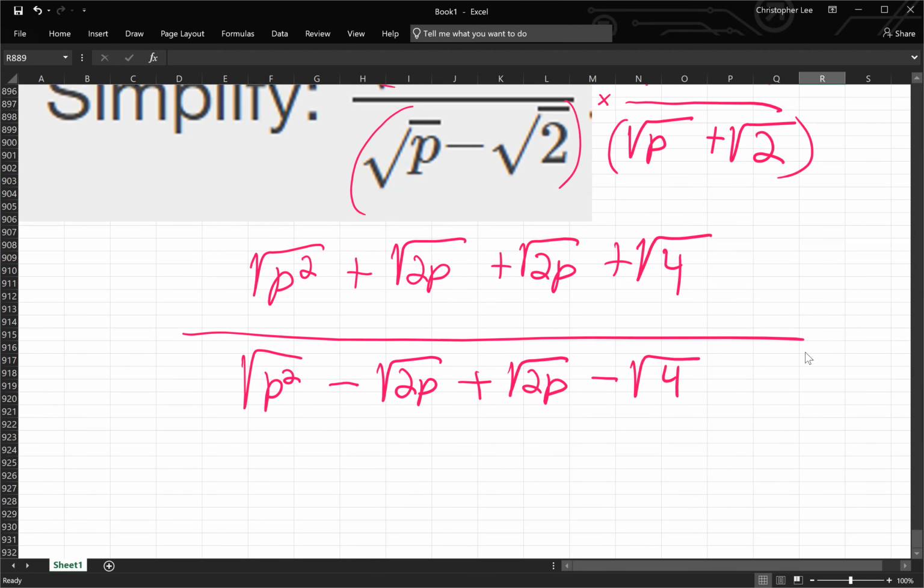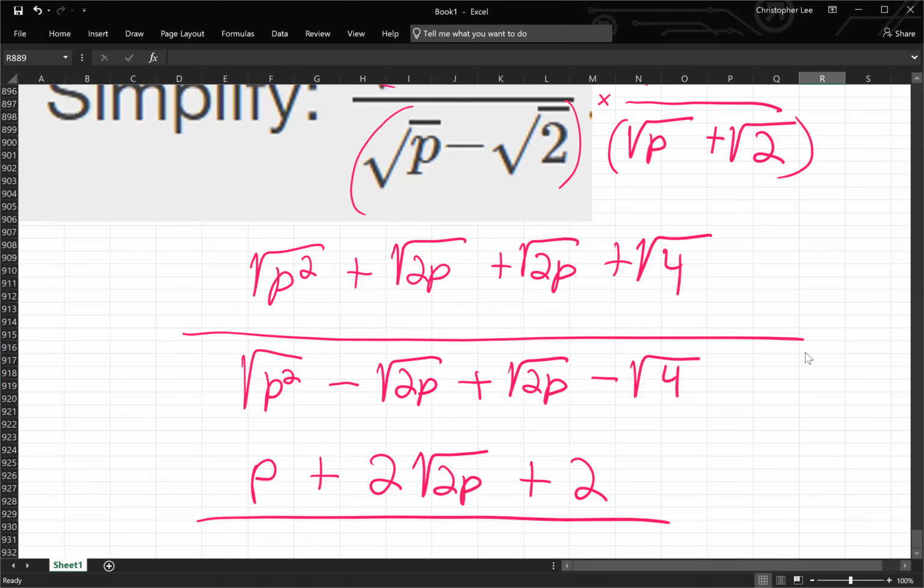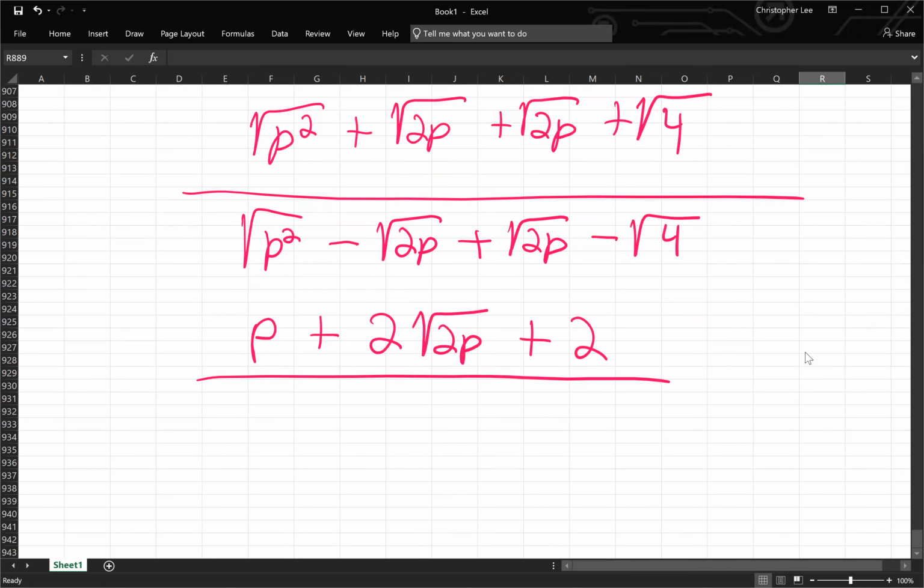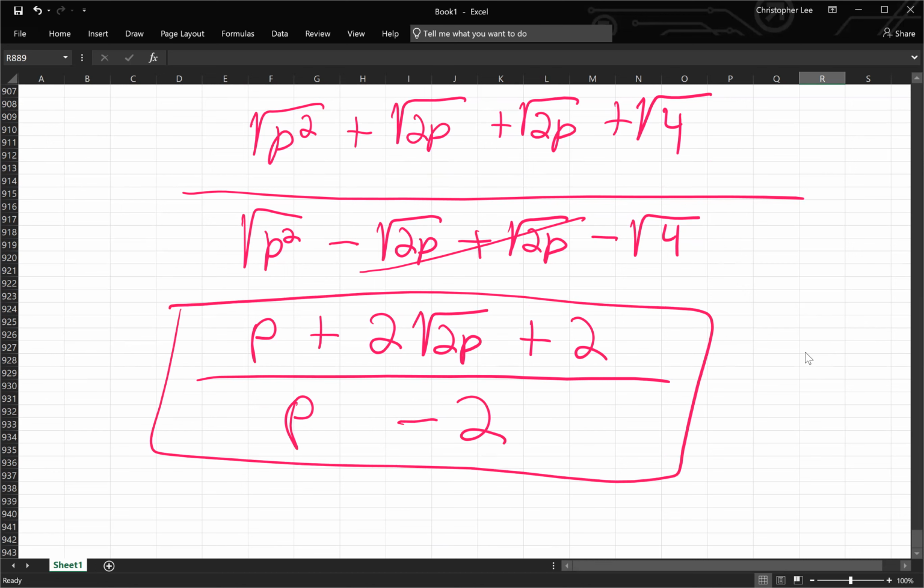So now let's simplify this. What does this become? Plus 2 over what? Square root of p squared is p, minus 2. These two cancel out, and then minus 2. And then that's my final answer. Easy, right? I get the full picture. Awesome, awesome.